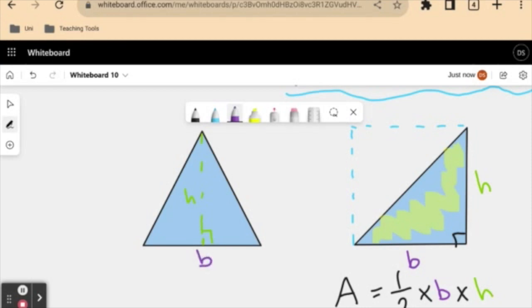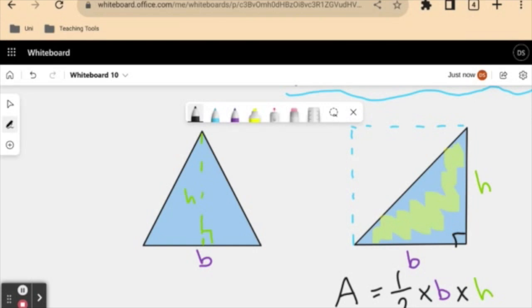Now, what if, and I'm going to do something similar to what we did with the trapeziums we encountered in the previous video, what if I were to duplicate this triangle and flip it over?